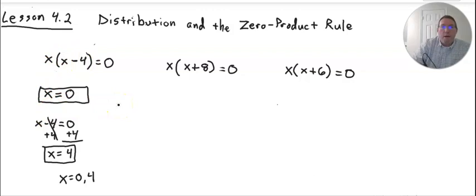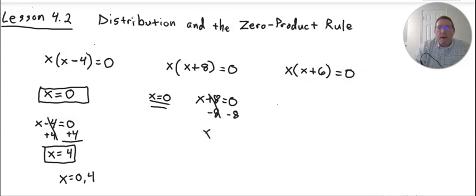We're going to do the same thing here. I'm going to go sideways on this one. I'm going to say one of them is x equals 0. The other one is x plus 8 equals 0. Well, this one's done. For this one, we just have to subtract 8, cancel, bring down the x, bring down the equals. 0 minus 8 is negative 8. And so our second solution is x equals negative 8. So our two solutions for this are x equals 0 and x equals negative 8.